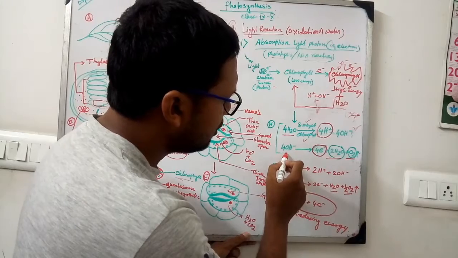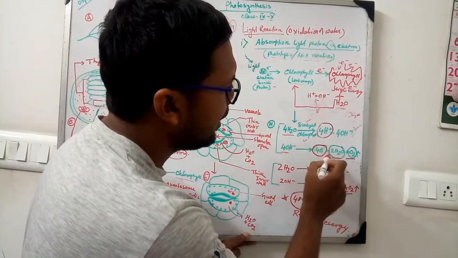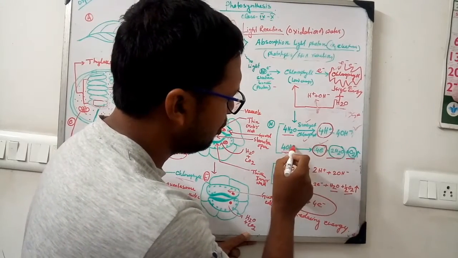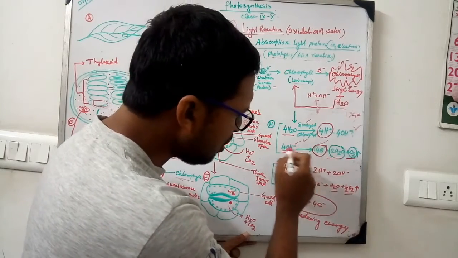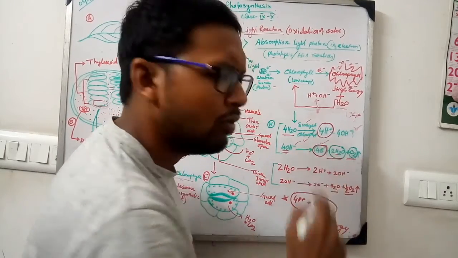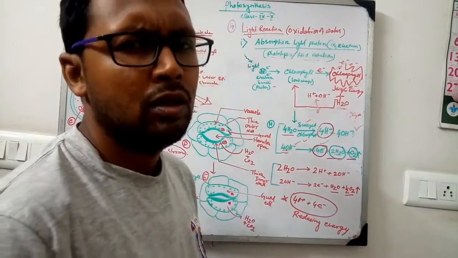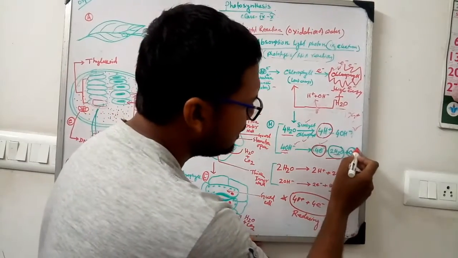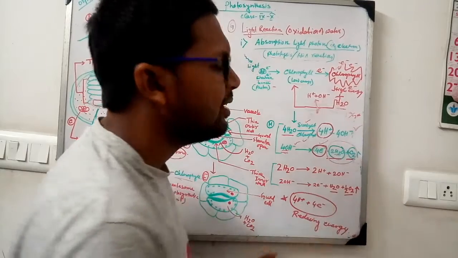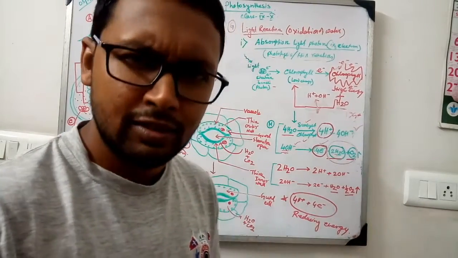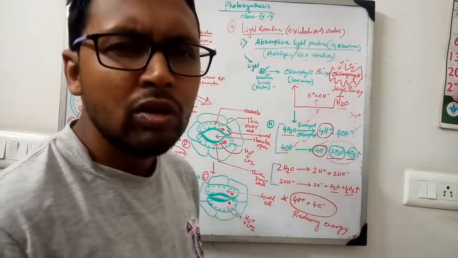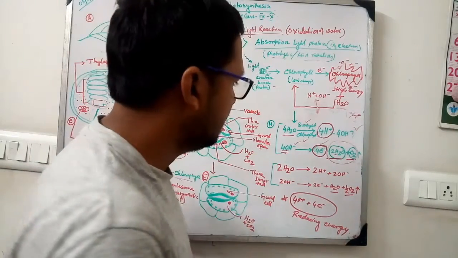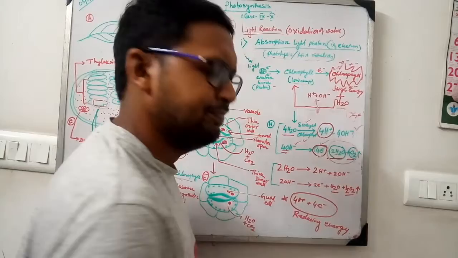4OH minus ions are again divided, 4 electrons are separated, and 4OH gives 2H2O and 1 molecule of oxygen. So oxygen and H2O are the byproducts of photosynthesis. We know that the oxygen and H2O are byproducts of photosynthesis along with these electrons.